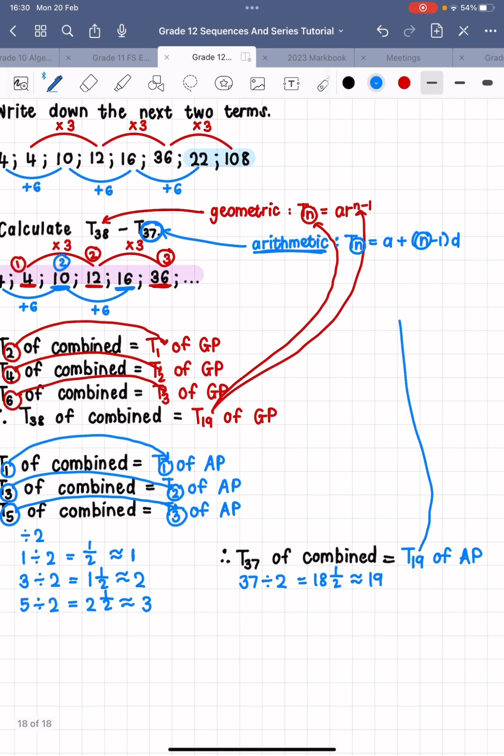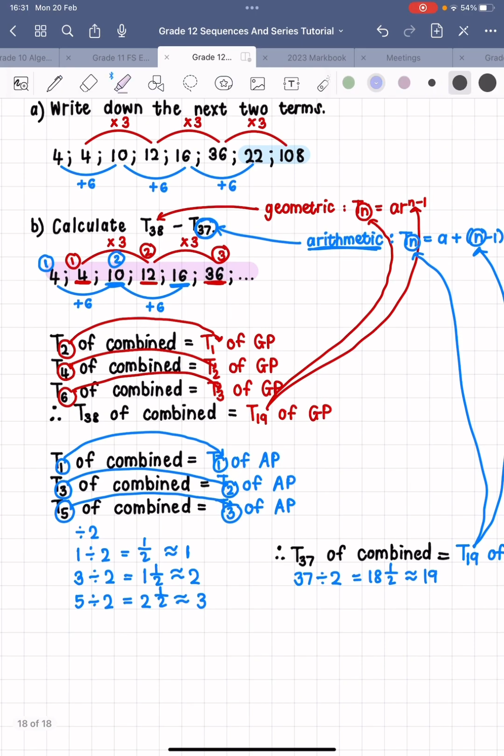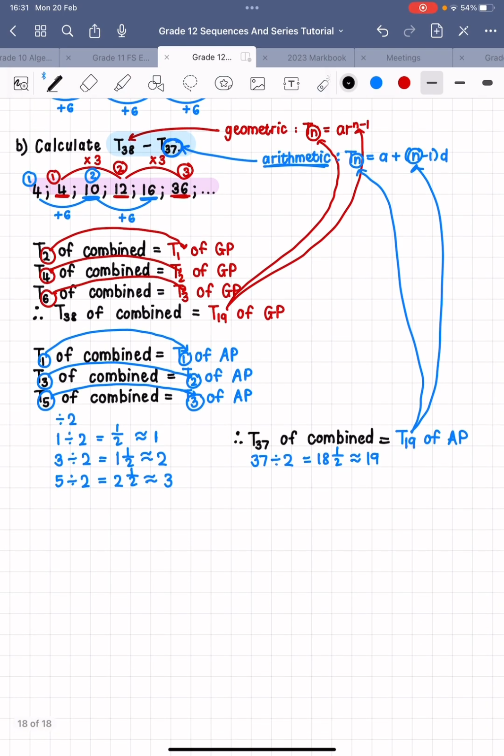So I'm also going to put a 19 in there and in there in order to calculate those values. Because remember, this is what we need to calculate. We're just coming back to this. This is the actual question. Term 38 minus term 37. So now, finally, we're going to say, therefore, term 38 minus term 37 is equal to, I'm actually going to write down term 19 of the GP minus term 19 of the AP.